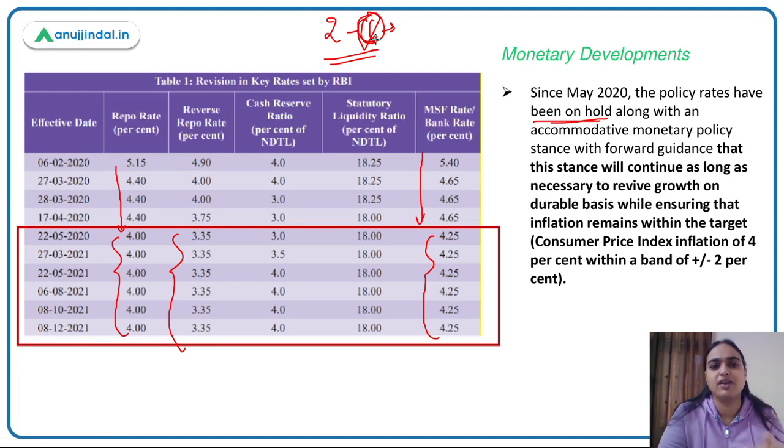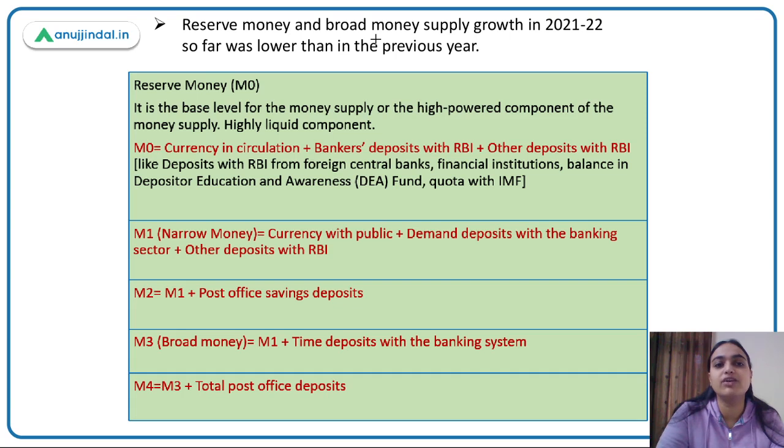So agar rates kam honge, kam rates pe hame loans milenge, to log zyada loans le payenge, wo money wo businesses mein alag alag jagah invest kar payenge, and that can help economy to revive back. Alright, so these are the monetary developments.